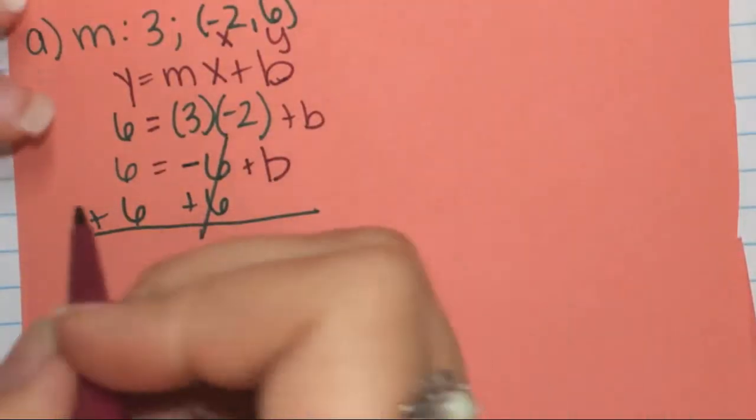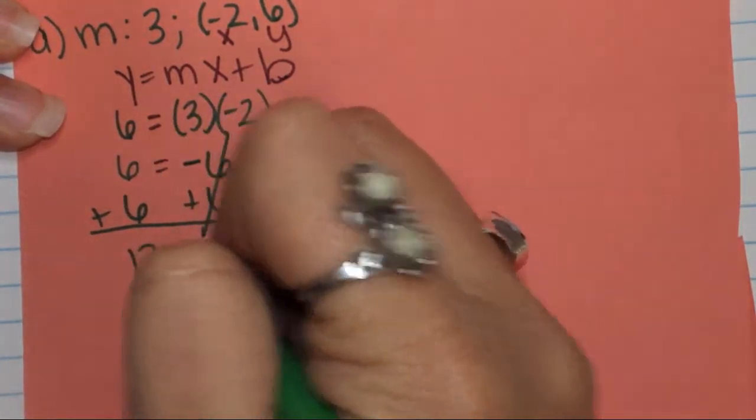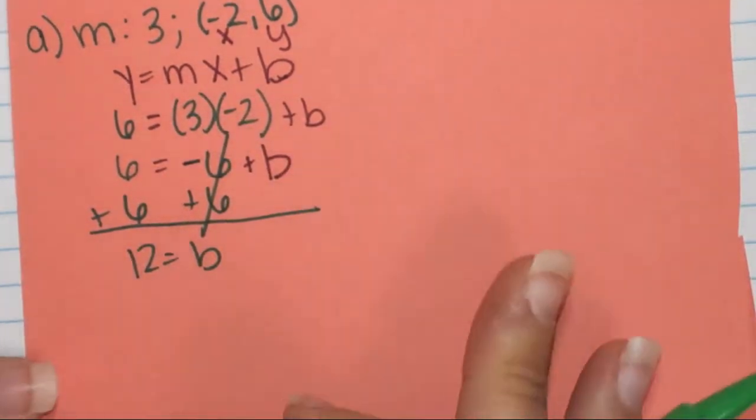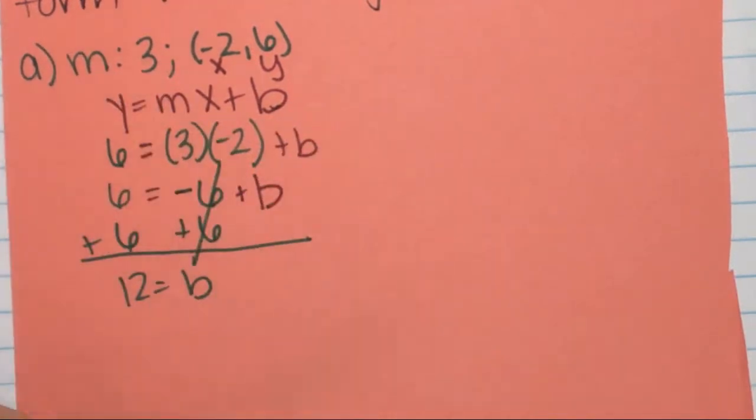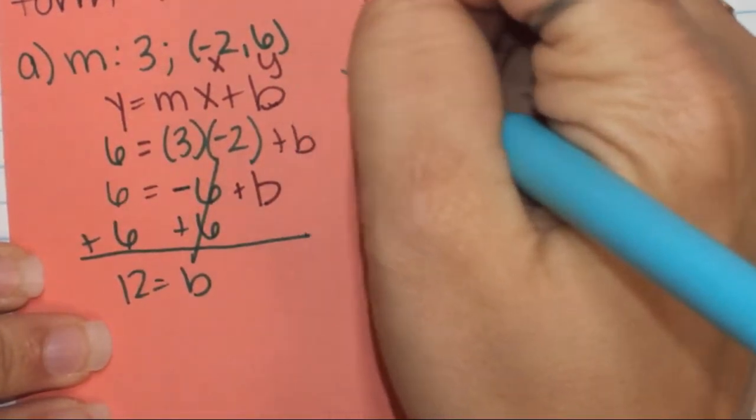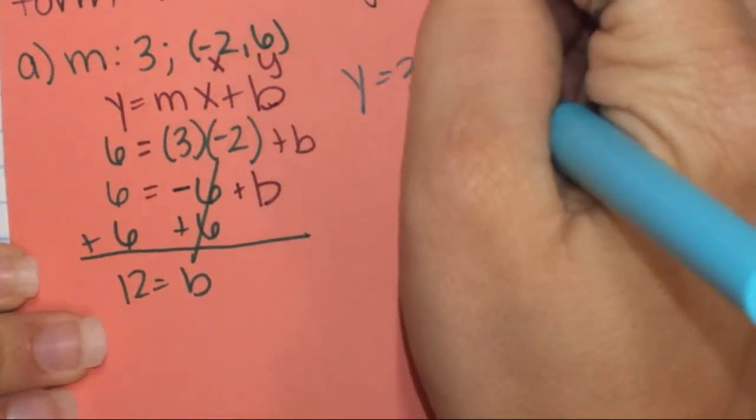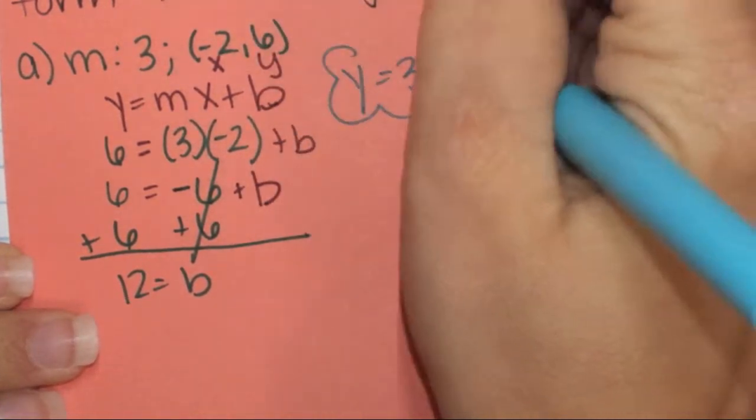And what's 6 plus 6? 12. So what does b equal? 12. Now, do we know what our y-intercept is? Yes. Do we know what our slope is? Yes. So then we come back and we write it in slope-intercept form. Y equals 3x plus 12, and we're done.